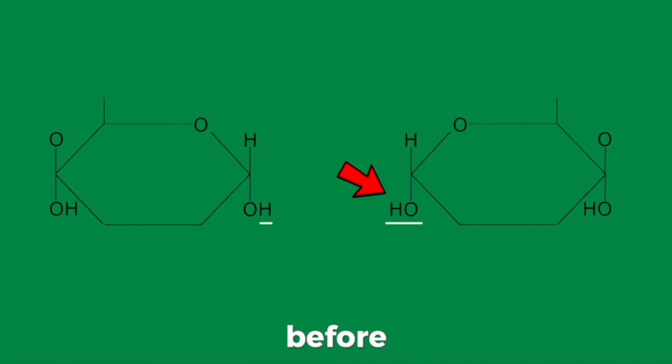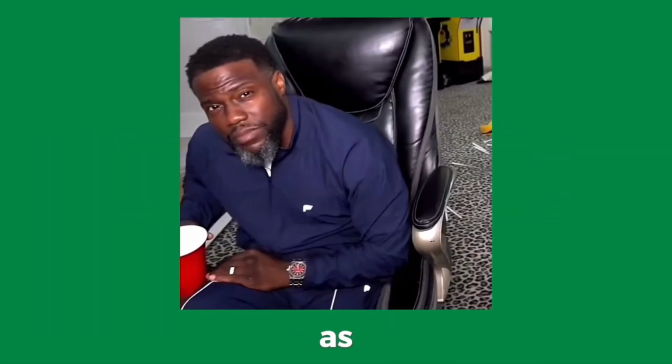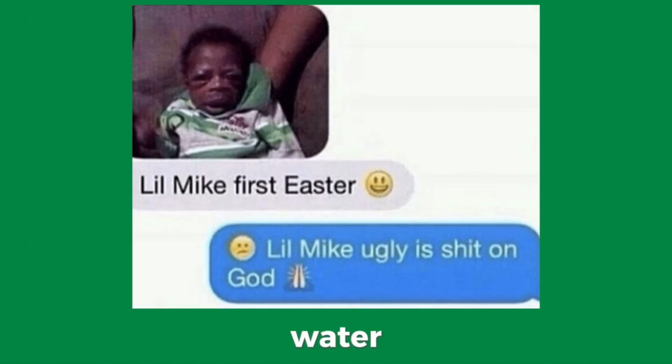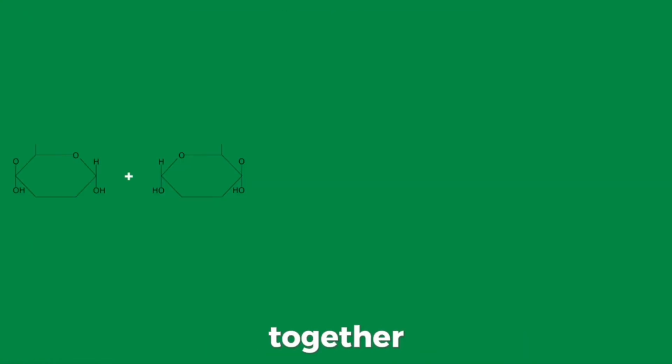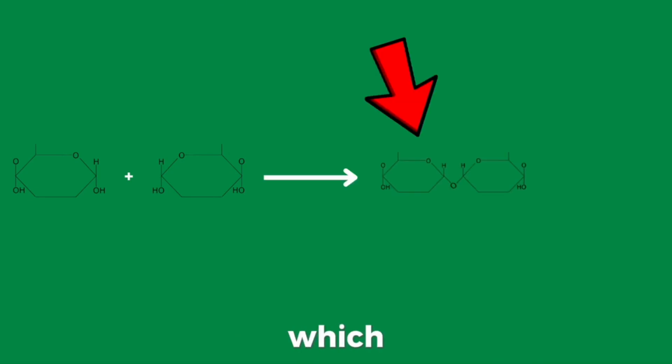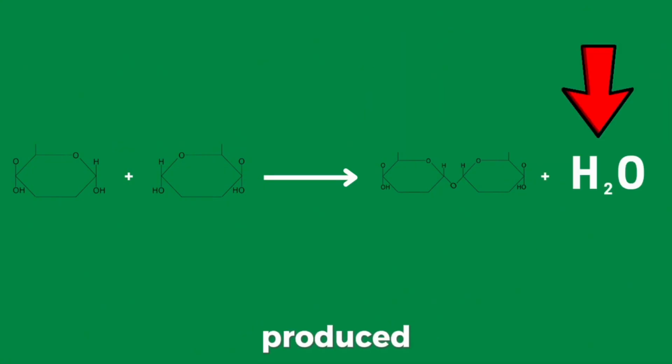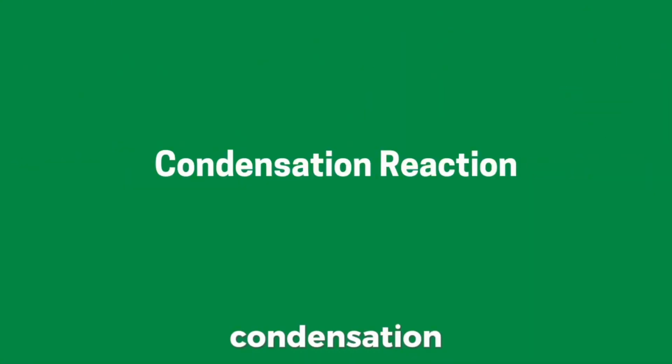You had an OH before, and there were two H's and an O, and then they were gone. You can think of it as the two molecules making love to each other, and the baby is water. You put these two molecules together, and they react to form a disaccharide and water. Water is also produced, and this is what we call a condensation reaction.